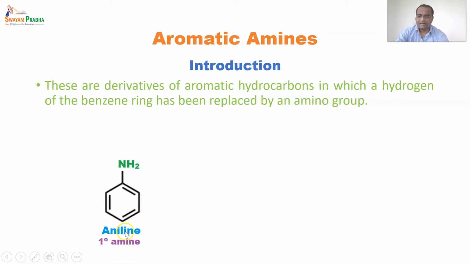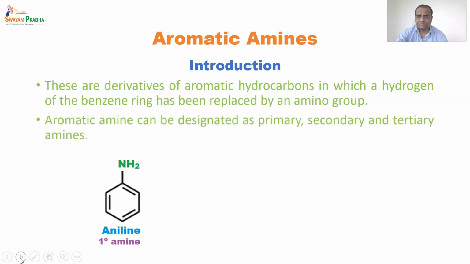The compound is aniline, having only one amino group, with the other two hydrogens on nitrogen unsubstituted, and that is why it is said to be a primary amine. Aromatic amines can basically be categorized as primary, secondary and tertiary. We have already seen an example of a primary amine.